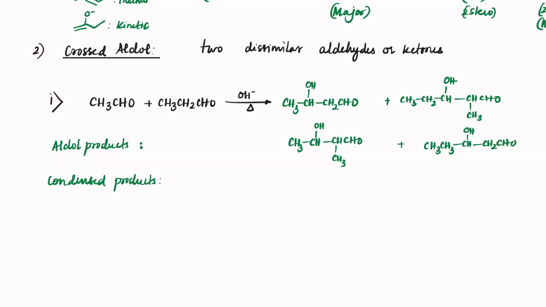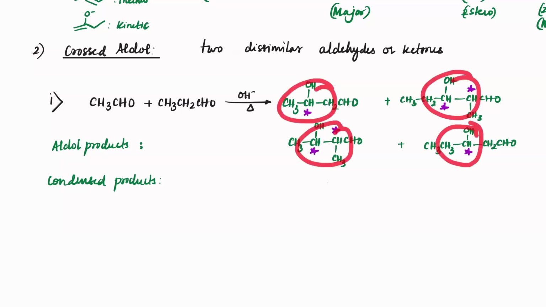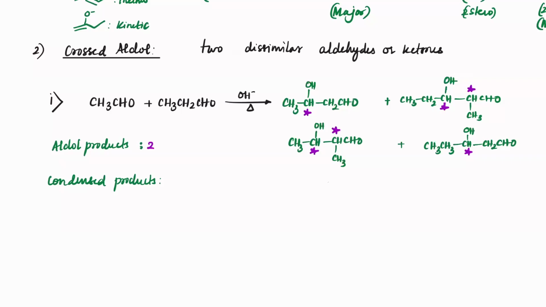Okay. So check, this is a chiral center. This is a chiral center. This is a chiral center. This is a chiral center. This is a chiral center. Here, only one chiral center. Okay. So how many aldol products, everybody? So this is 2 plus 4 plus 4 plus 2. So total 12 aldol products you will get. It's an important JEE question. You will be asked how many total aldol products are formed. So the answer is this.